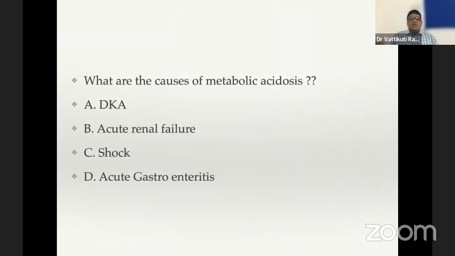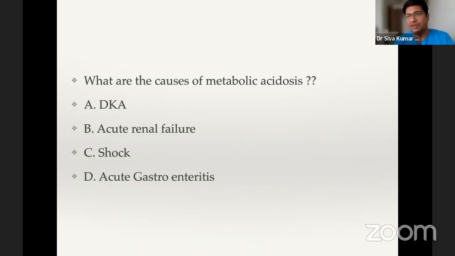So what are the most common causes of metabolic acidosis in the ICU setting? Unfortunately, I did not cover this for some time. Yeah, we'll just wait for some time. Let them ask questions. Yes, sir. If anyone has questions, we are ready to answer.